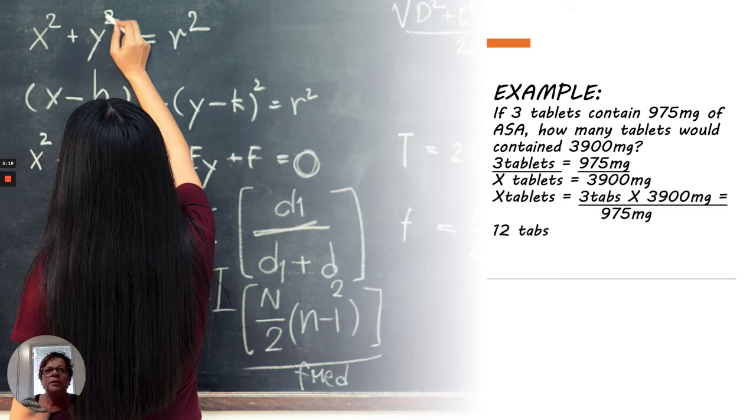This example is really the same problem, just worked a little bit differently in that they're asking you to determine how many tabs. If 3 tablets contain 975 milligrams of ASA, how many tablets would contain 3,900 milligrams? So 3 tablets over X tablets equals 975 milligrams over 3,900 milligrams. So solving for X, tablets equals 3 tabs times 3,900 milligrams over 975 equals 12 tabs.